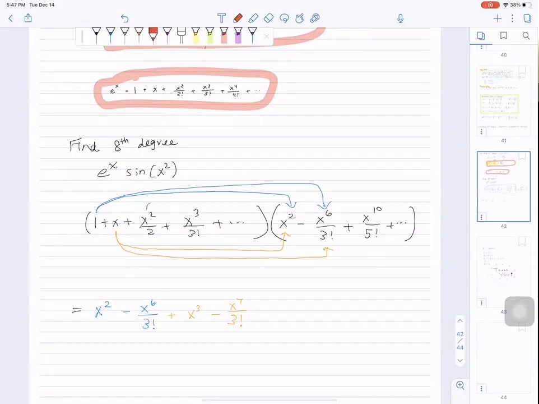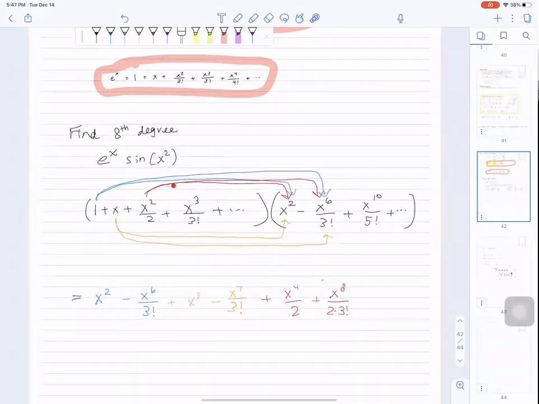Okay, what about over here, the third term? We have x, the red. That gives x to the 4th over 2. Then this gives plus x to the 8th over 2 times 3 factorial. If we did one more, that would give us x to the 12th. We don't need that because remember we're stopping at 8.